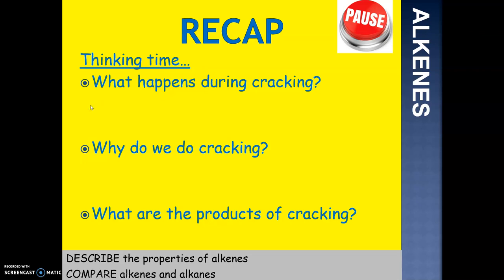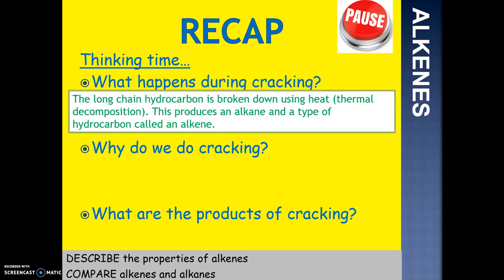Well, during cracking, a simple way of saying it is the long chain hydrocarbon is broken down into simpler, smaller substances, using heat in the process of thermal decomposition, and this produces a smaller alkane and a type of hydrocarbon called an alkene, which we're focusing on today.